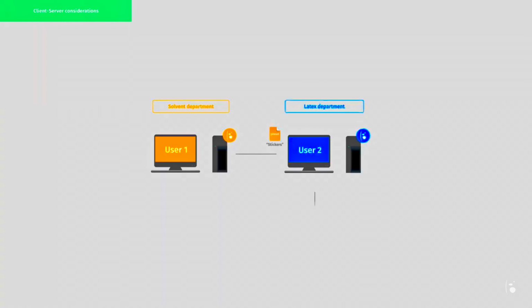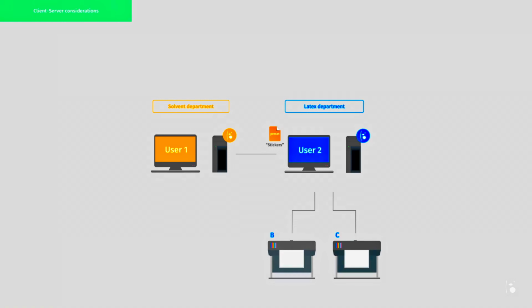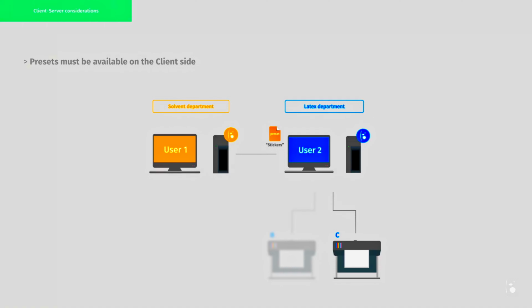When submitting a file from a print client to a printer server, the preset must be available on the client side. It doesn't matter if the preset is not available on the server side. For instance, if User 1 wants to print a job on printer C using the stickers preset, this preset must be imported on User 1's workstation.